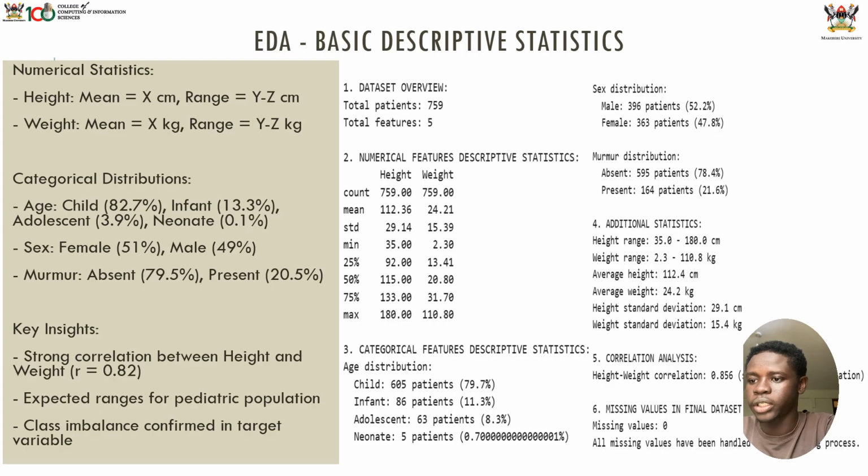After that you have the correlation analysis, which shows a strong positive correlation, giving us 0.856. Then you have the missing values in the final data set. In our final data set, we are seeing that you have 0 missing values. All missing values have been handled in the cleaning process.